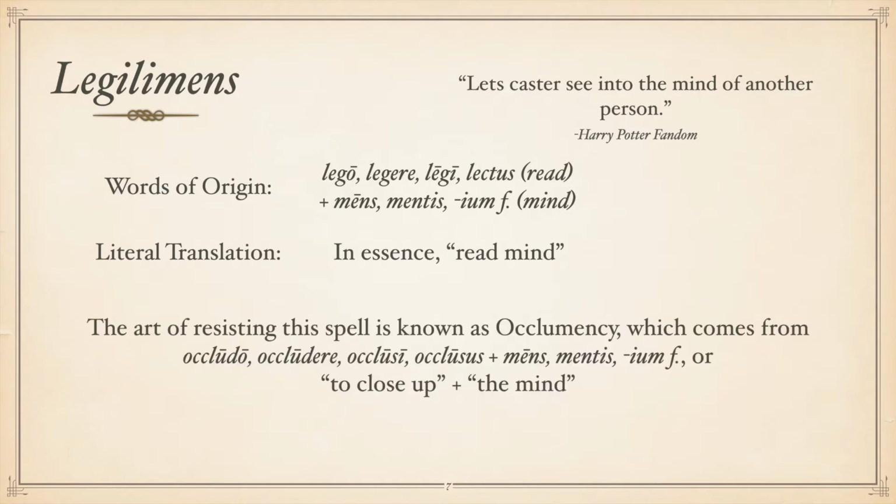Pretty simple. The art of resisting that spell is known as occlumency, which comes from, very similarly, occludo, occludere plus mens, mentis. So that's close up the mind. So it's those two, that dichotomy of legilimens and occlumency. That was a really cool thing that I just learned recently, just realized as I was doing this research.